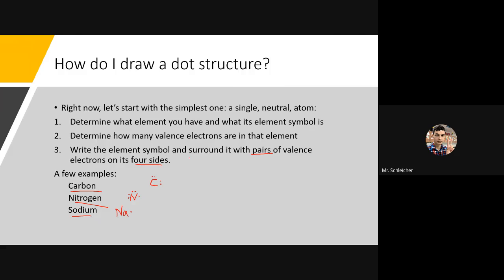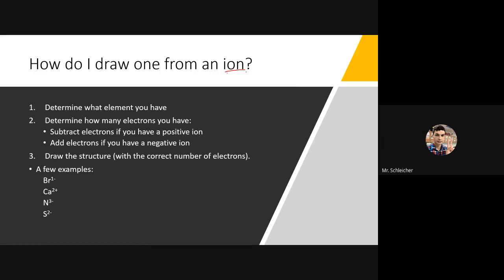Let's look at a different situation. What if we have an ion? Recall that an ion is basically a charged particle. Charged means you don't have the same number of protons and electrons. They're different, and if you have a different number, then you're going to have a different whole number charge, like it could be positive or negative.